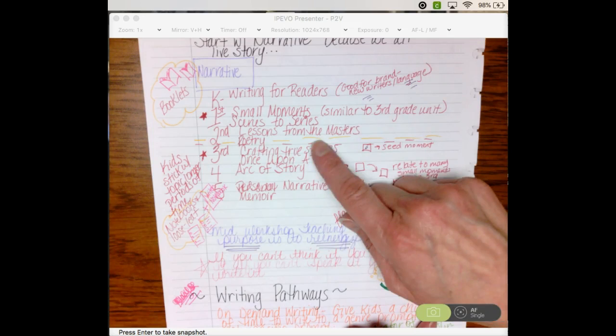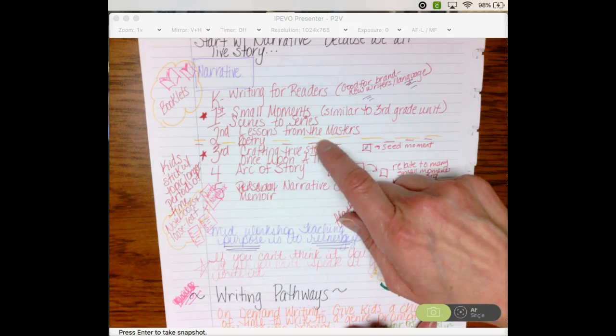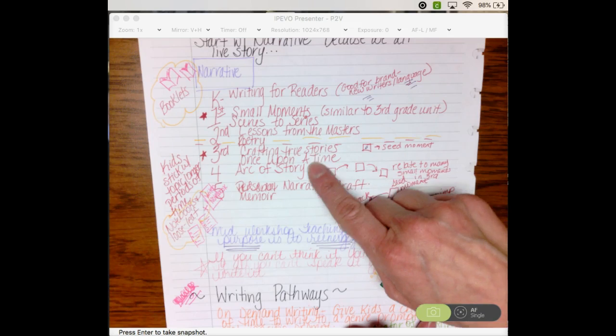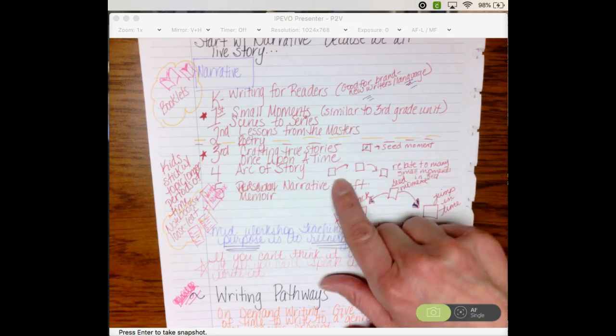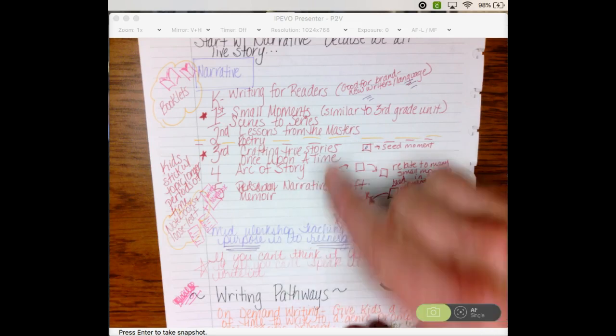So in thinking about poetry, you're going to be thinking about language, you're going to be thinking about structure, you're going to be thinking about craft. So this unit is so important for everything to come, and your lessons from the masters unit help set the kids up for the rest of their narrative writing.